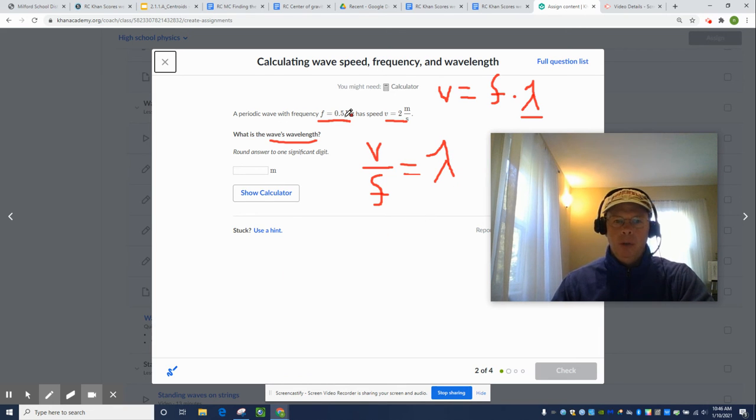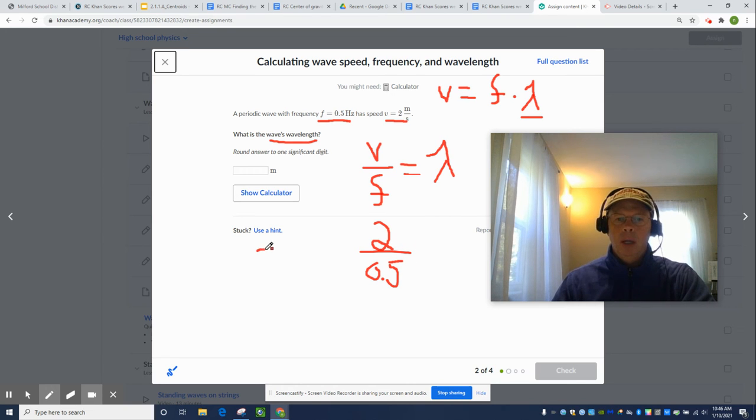Let's throw in the numbers. So they say the frequency is 0.5. That is the bottom of this fraction is a half. And they're saying the wave speed is 2. Okay, dividing by a half is the same thing as multiplying by 2.